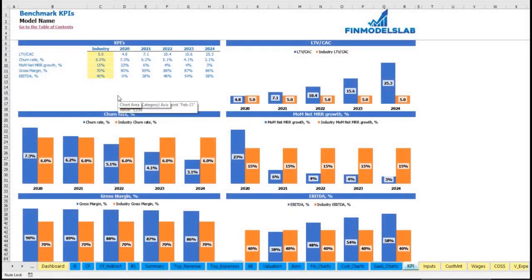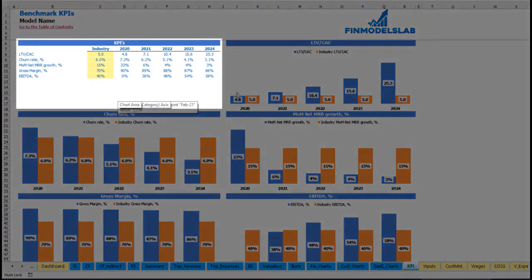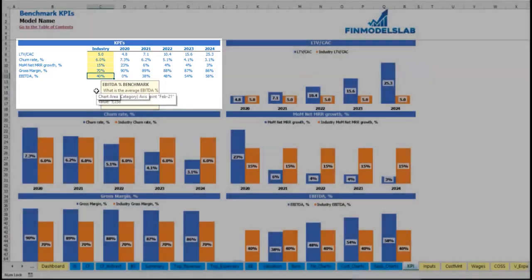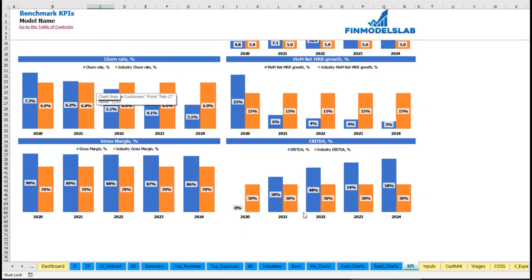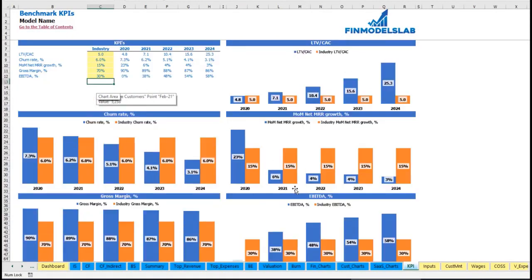On the KPIs tab, you may see the main benchmark KPIs for the SaaS industry, which is LTV to CAC, churn rate, month-over-month net MRR growth percentage, gross margin, and EBITDA percentage. You may set the industry-specific KPIs which work for your country or your region. For example, the EBITDA percentage can be 30%, so you may see on this chart that the EBITDA percentage now is 30%.